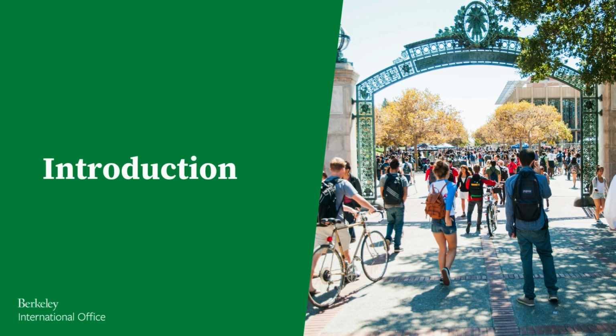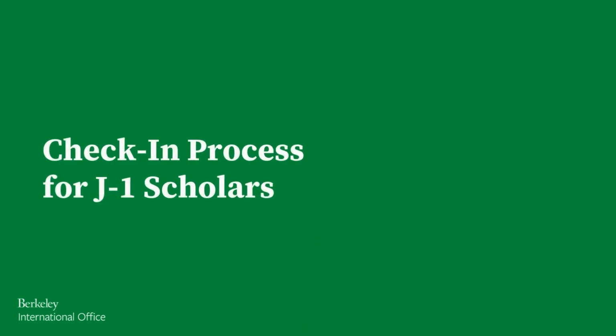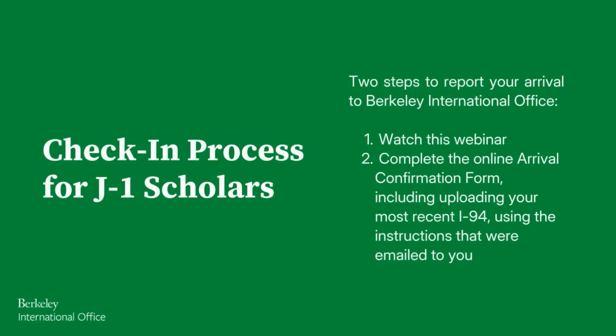First, let me introduce you to this video, the Scholar Information Webinar. Watching this video is the first step in the check-in process that was also communicated to you via email. The second step is to create an account with the JScholar portal in order to complete the online arrival confirmation form where you will be prompted to upload your I-94 admission record. Instructions on accessing your I-94 will be provided within the form. These steps are required so that we can report your arrival to the U.S. Department of Homeland Security.